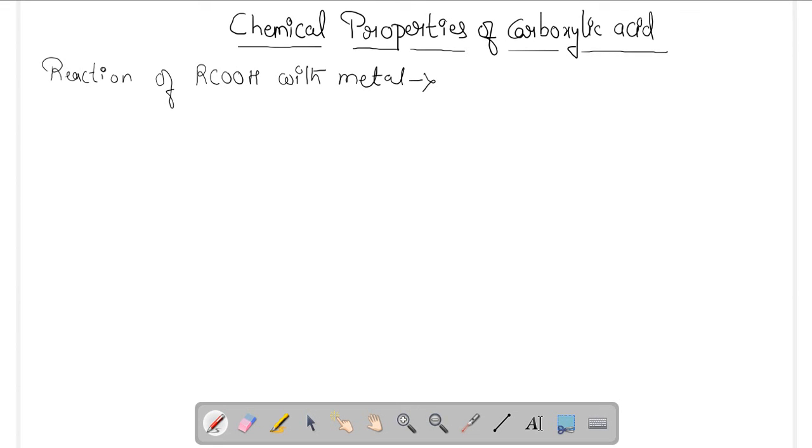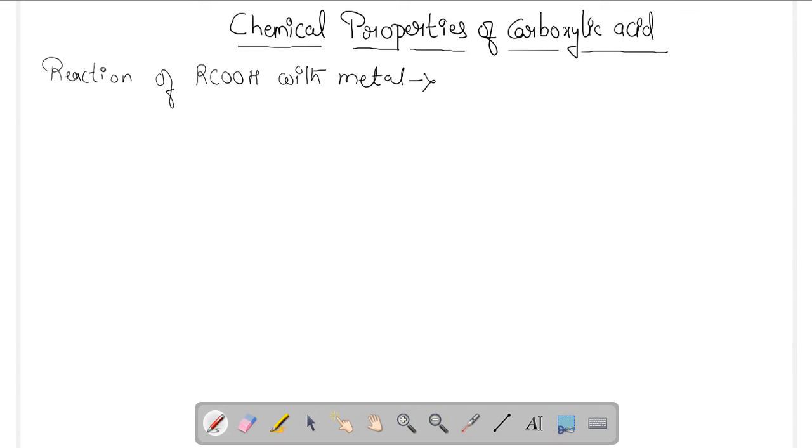So here generally the carboxylic acid reacts with active metals. Active metals means such as sodium, potassium, calcium, magnesium, zinc, etc. And they form their salt and the liberation of hydrogen takes place. Okay, so it is a very common reaction which you have studied in the 10th class also, that when acid reacts with metal, it forms the salt, metal salt, and releasing of hydrogen gas takes place there.